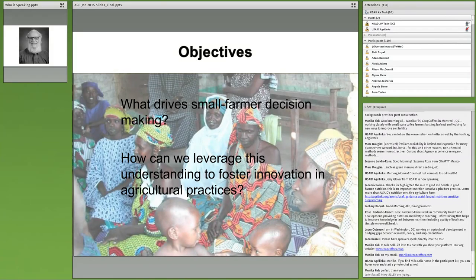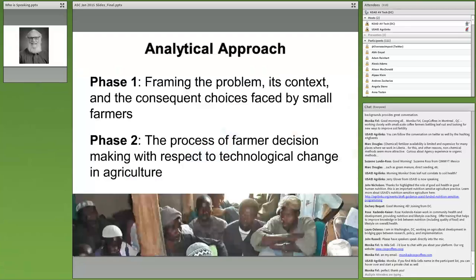Okay, so our objectives. How can we better understand what drives small farmer decision making? How can we leverage that understanding to foster innovation in agricultural practices? That's where we're going to go today. We're going to do this in two phases.